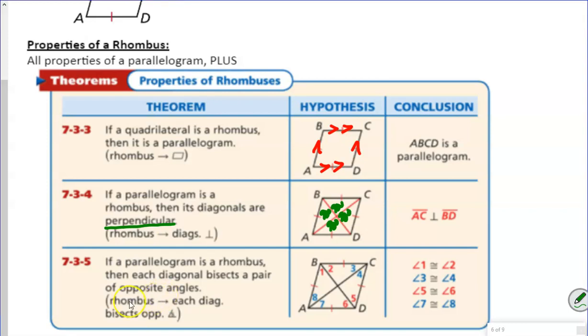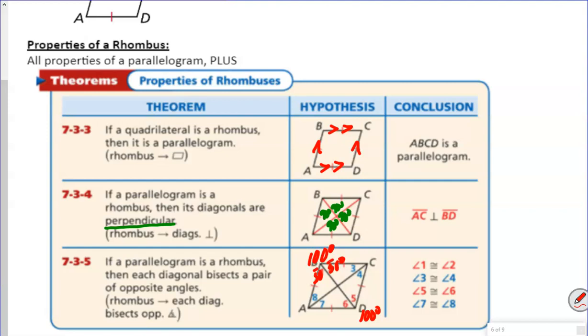If a parallelogram is a rhombus, then each diagonal bisects a pair of opposite angles too. So what does that mean? So let's just give these some angle measures. So let's just say that this one right here is 100 degrees, okay? We know that the opposite angle is 100 degrees, and if it's being bisected, then angle 1 would be 50 and angle 2 would be 50, right?